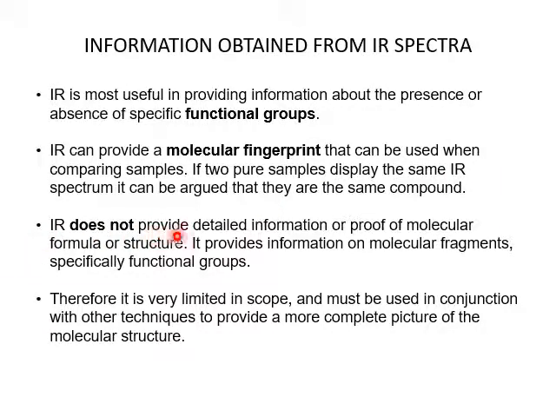IR does not provide detailed information or proof of molecular formula or structure. It provides information on molecular fragments, specifically functional groups. So if you have a sample, you can easily say what kinds of functional groups there might be there. It's just like a very raw, very preliminary report for your sample. So you have to couple it with other techniques.